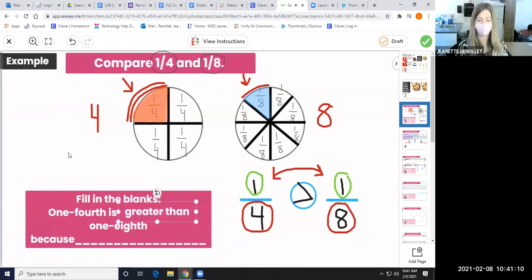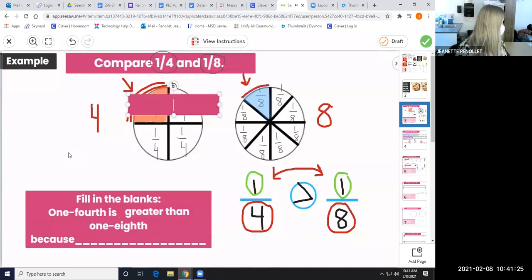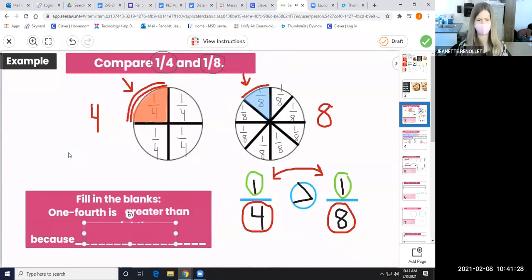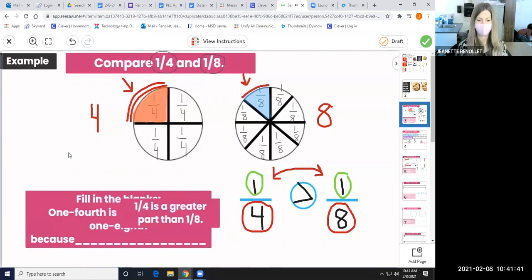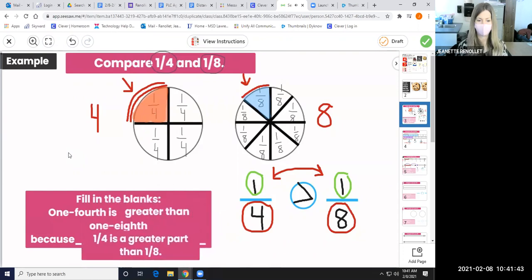Because, well, how do I know? Because I see that 1/4 is a bigger part of the whole than 1/8. So let's put that in our answer. 1/4 is a greater part than 1/8. Make sure today when you are recording your why, when you say your because, you are thinking about math vocabulary in your answer.